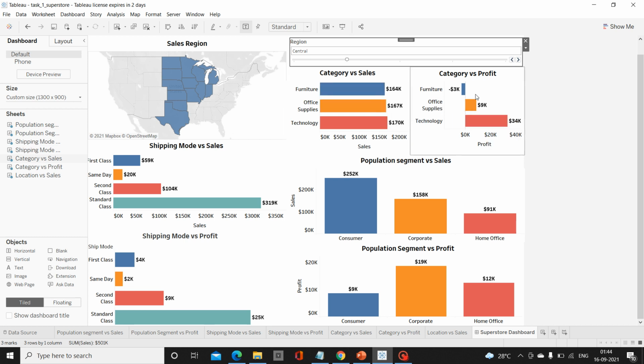And to improve the profit, we have to improve our sales or work out a way to reduce the capital investment in furniture to help us to improve the profit earned in the furniture category. So this was my analysis.